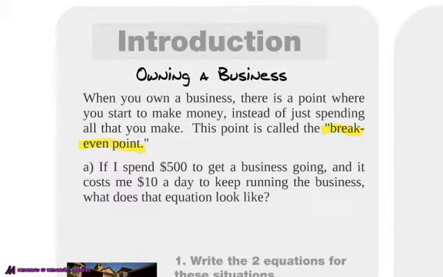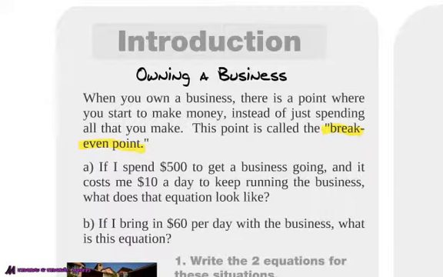Think about it this way. If I spend $500 to get a business going and it costs me $10 a day to keep it running, what does that equation look like? Well, first we've got to write two equations. I spend $500 to get a business going, and then it costs me $10 a day to keep it running. What does that equation look like? Versus this equation: if I bring in $60 per day with the business, what does that equation look like? Here, these are your costs, whereas here, this is your profit, $60 per day.